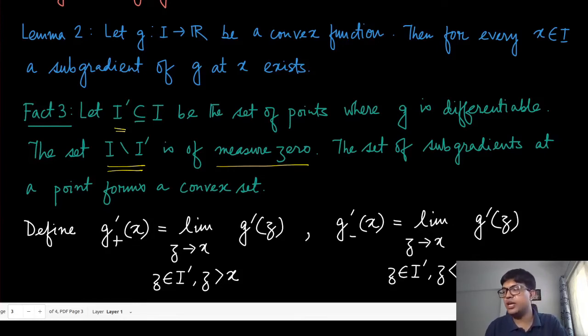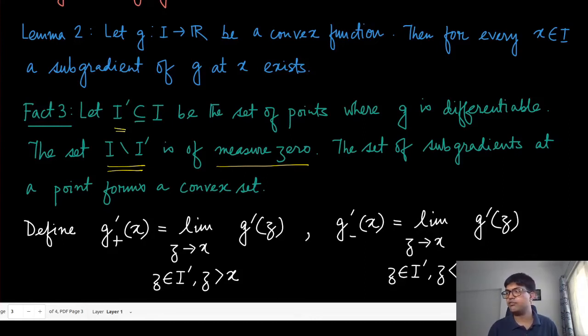So let's say we look at a bunch of points. There will be some points where the function is differentiable. We have already seen that those kinds of points are almost everywhere, so the function is differentiable almost everywhere, and in those points the derivative is exactly equal to the subgradient. The points where it is not differentiable, which is a set of measure 0, in those points the subgradients might be many, but they form a convex set. So it is something like an interval within which all the subgradients live.